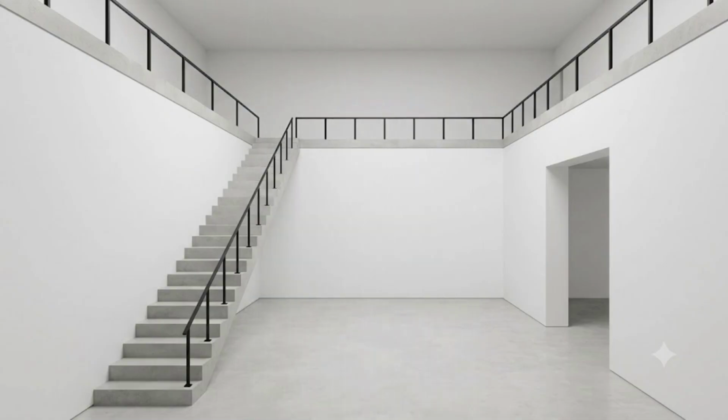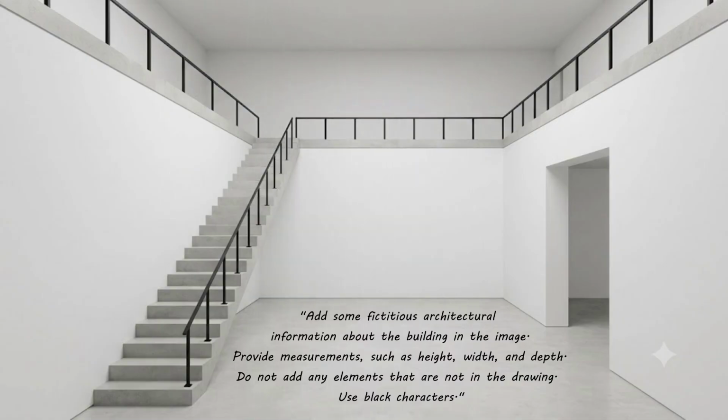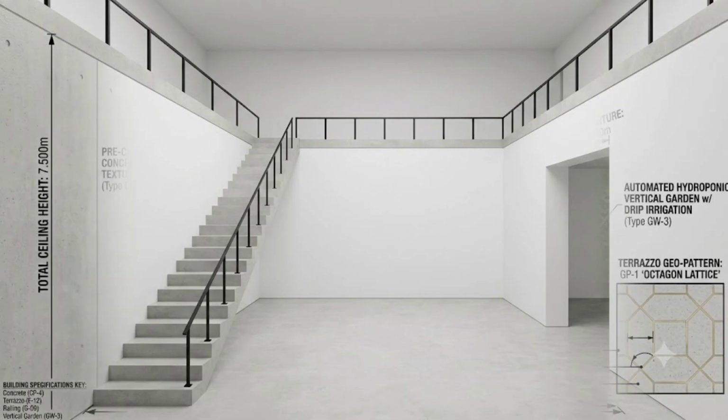Then, the next prompt was, add some fictitious architectural information about the building in the image. Provide measurements such as height, width, and depth. Do not add any elements that are not in the drawing. Use black characters to get this image.